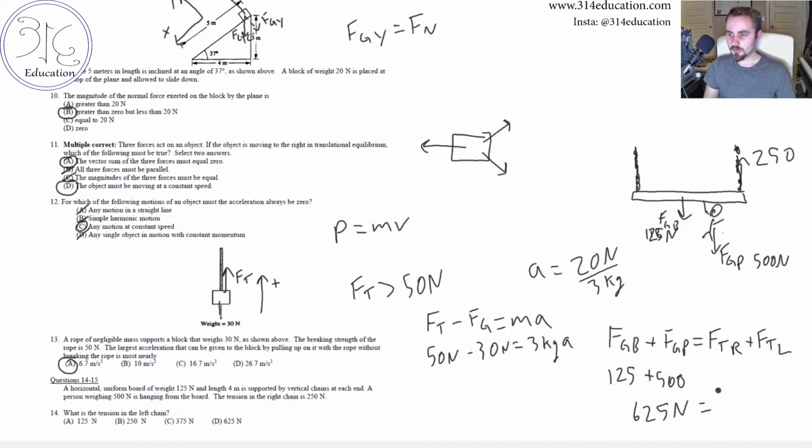and that is equal to our force of tension on the right, 250, plus our FTL, which is what we want to find. So we'll subtract 250 from both sides. Subtracting 50 from 625 is 575, and 200 off of that is 375. That's going to be our option C. So C is our best choice for this one.